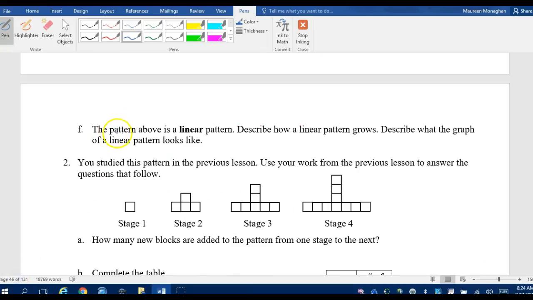Alright, our next question is, the pattern above is a linear pattern. Describe how a linear pattern grows. Describe what the graph of a linear pattern looks like.